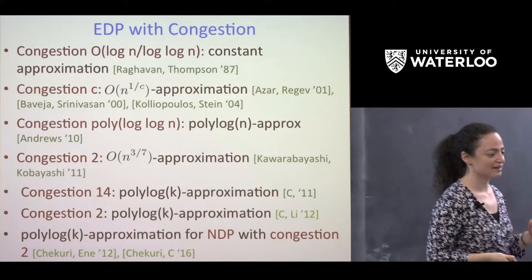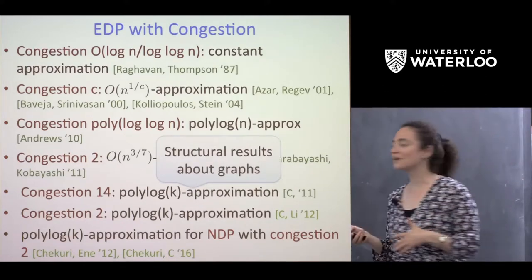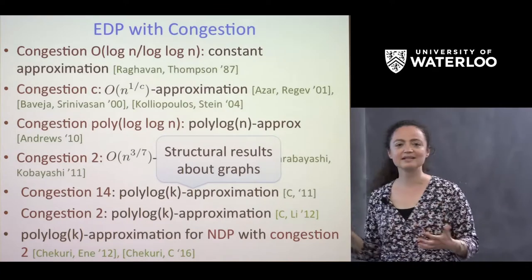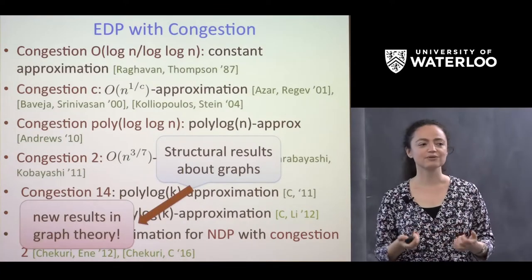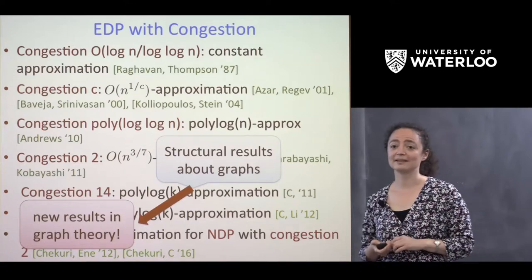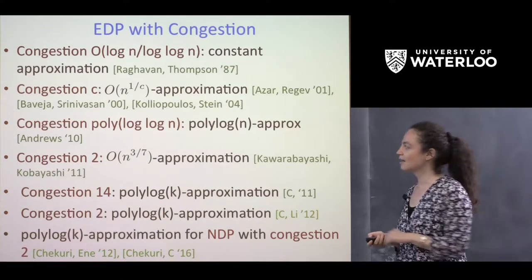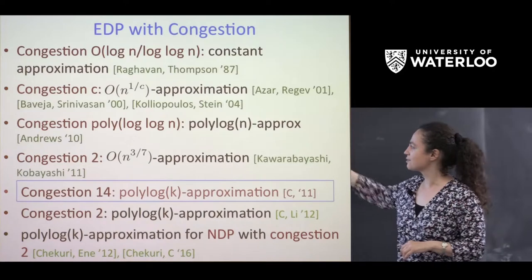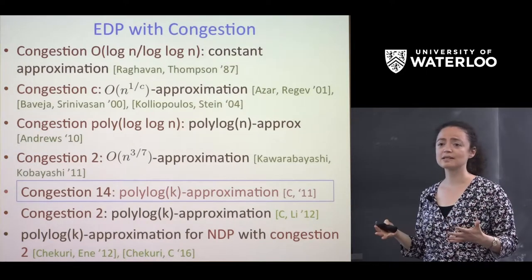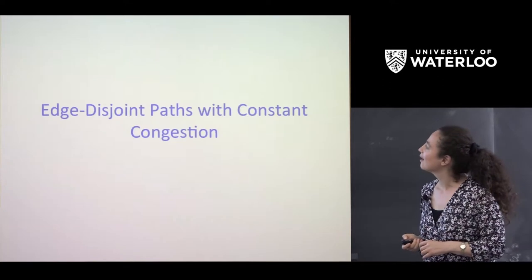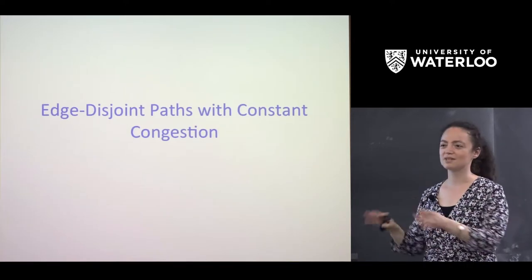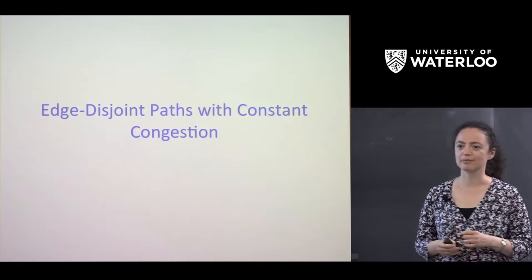The most exciting thing for me is that this work led to some new structural insights into graphs that were not known in the graph theory community, and they led to some new results in graph theory, which I'm going to talk about a little bit later. For now, I'm going to focus on one of these results. We want to get constant congestion and polylog approximation. And I'm going to switch to the edge-disjoint path problem just because it's more convenient. It really doesn't matter much.